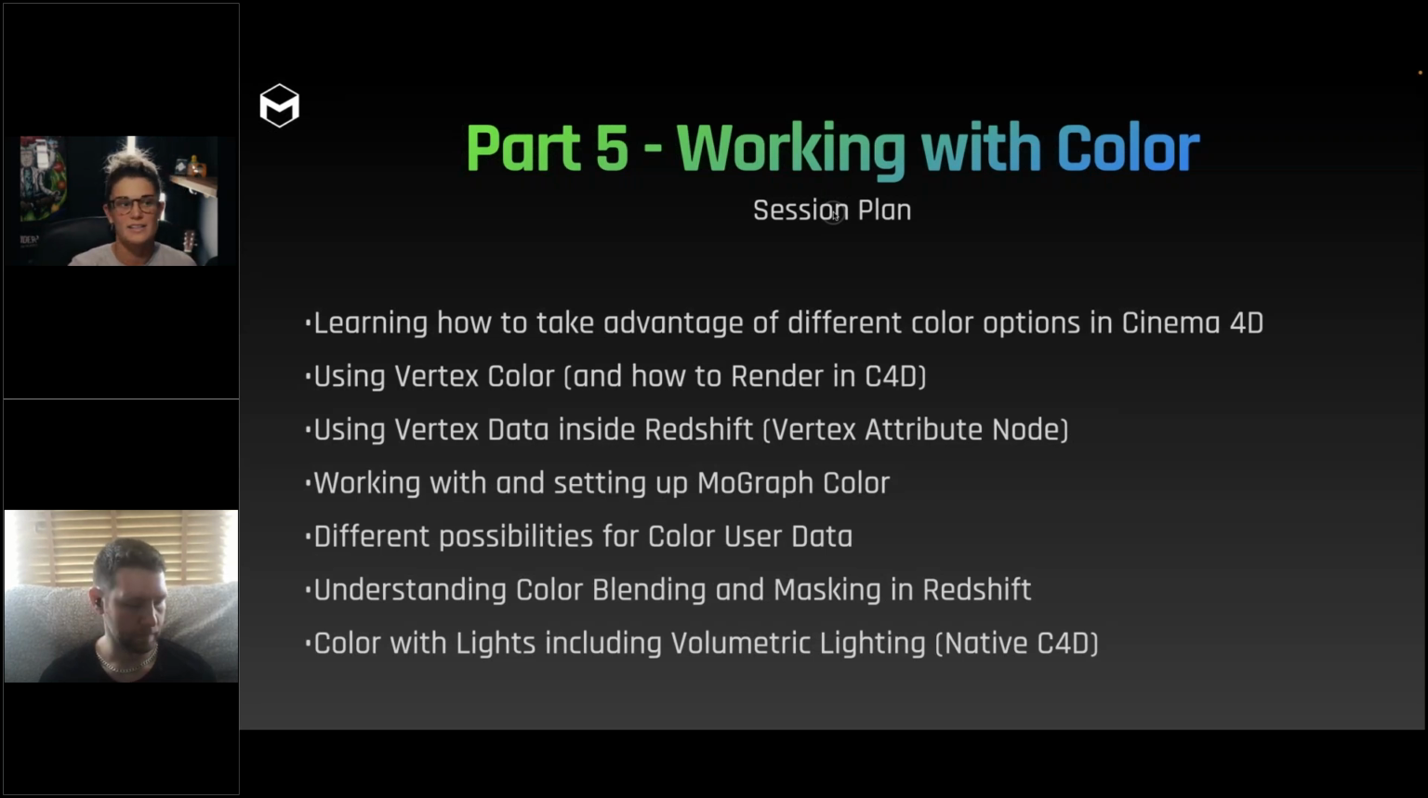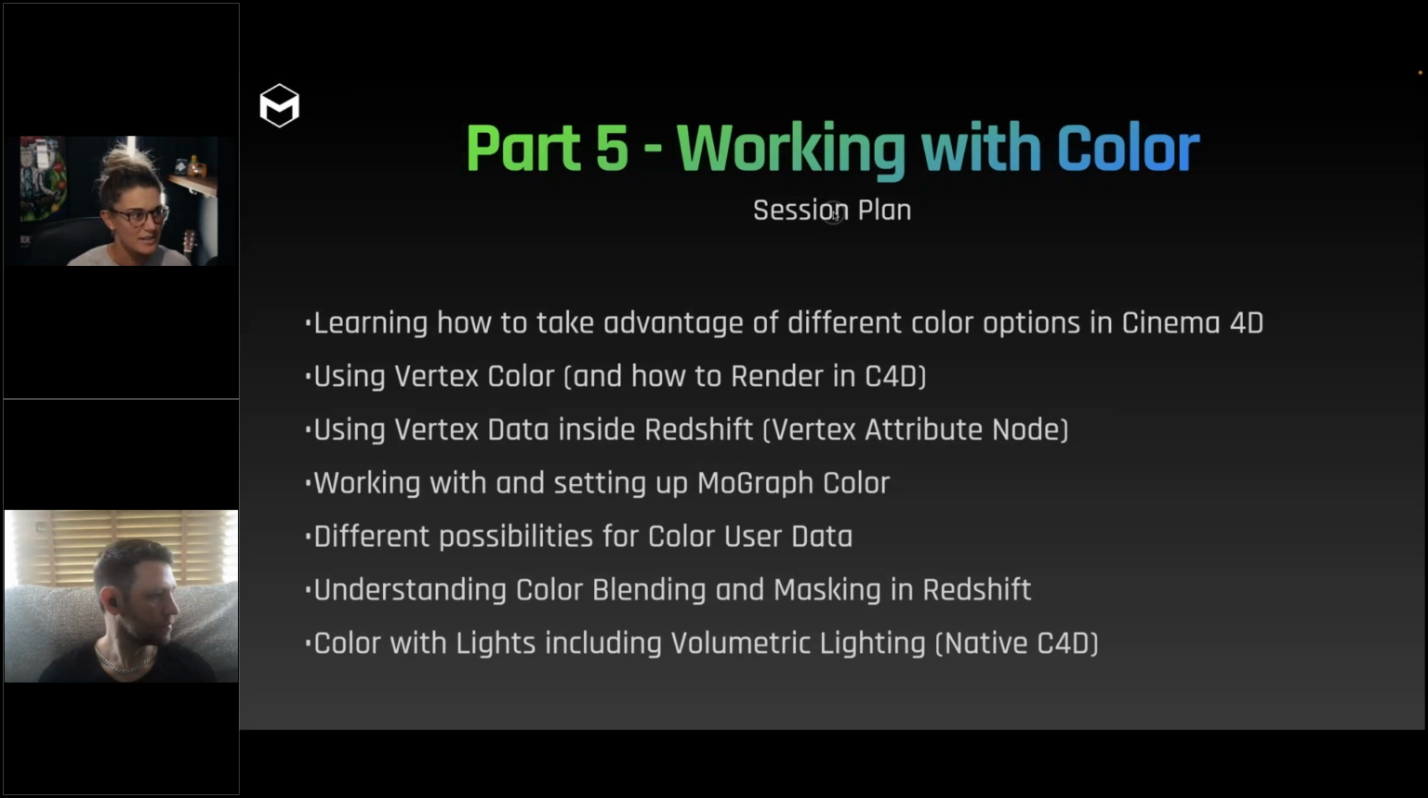I know a lot of what we like to cover is Redshift as well, but we also thought we'd add a little bit of the native C4D in this session, because why not? We're also going to look at how we can take vertex data and use it inside of Redshift. We have something called the Vertex Attribute node, and we can set up vertex maps, much like we did in last week's motion session, and then take that vertex data and use it inside of Redshift to create animated textures, to blend between different materials, to create some really interesting looking textures.